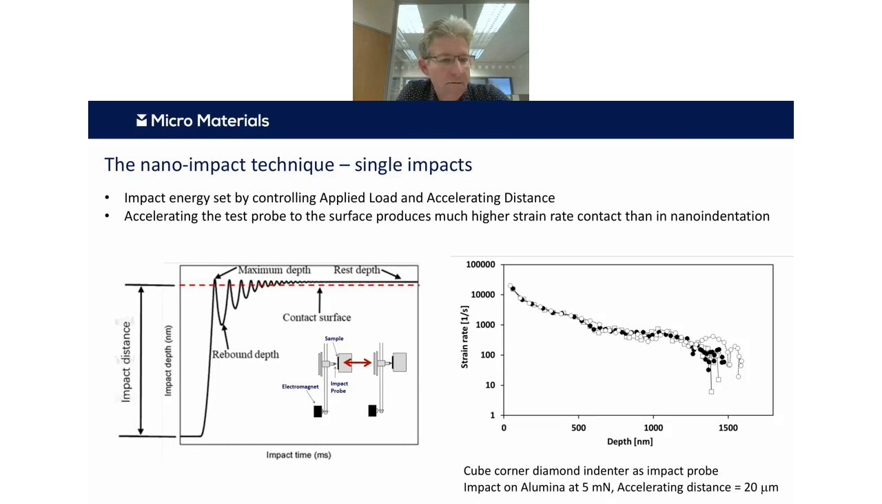All of the subsequent bounces are elastic typically, so all of the damage is done during that first bounce. You can see on the right an illustration with a cube corner probe hitting a bulk alumina sample. You generate very, very high strain rates compared to a normal quasi-static nano-indentation test where the strain rate might be something like 0.1 per second. So we're many, many orders of magnitude higher than that, and that gives us more relevant information for these high strain rate contacts that happen in the real world.